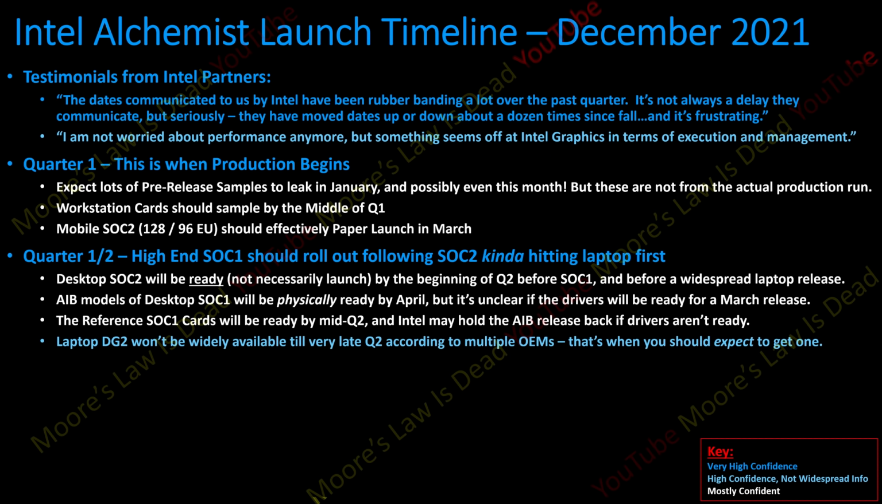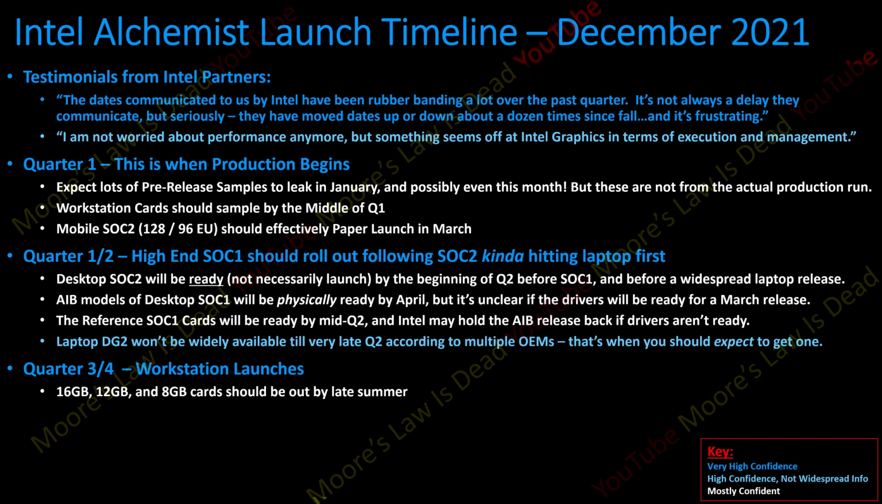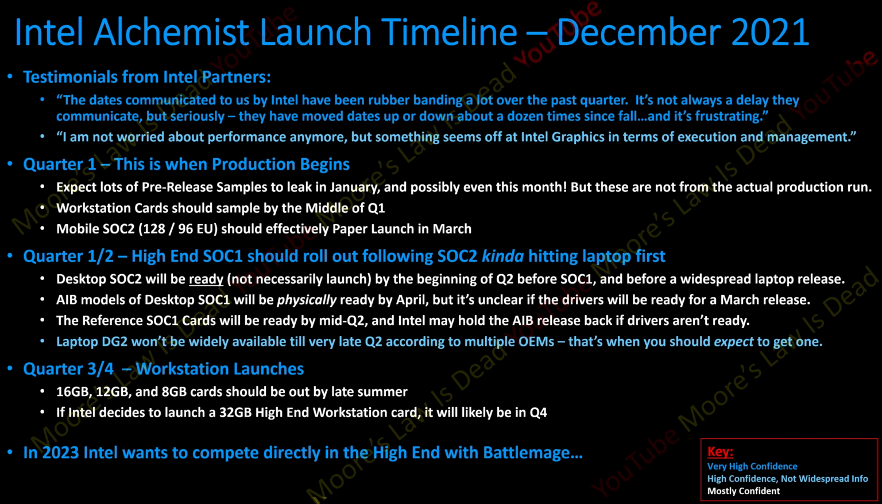And then laptop DG2 won't be widely available till very late Q2, according to multiple OEM sources. So that's when you should expect to get one. Not saying you can't get one before that. Maybe you will, but that's when you should expect to be able to if you're actually planning to get an ARC laptop. Next, Q3 for the workstation launches. 16, 12GB, and 8GB cards should be out by late summer. If Intel decides to, they can launch a 32GB high-end workstation card probably in Q4.